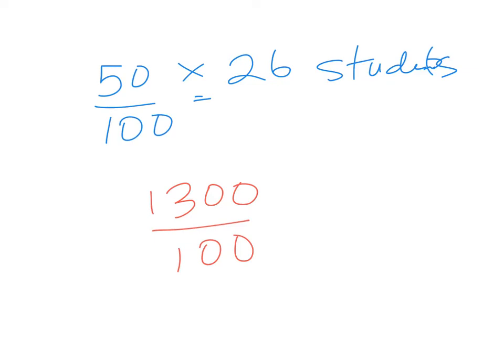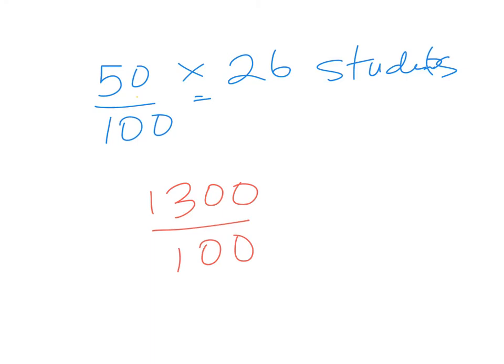How did I get this number? 50 times 26 is now 1,300. And then this 100 here, it goes right there. So this is the new fraction. Like I said, the strategy is taking a percent, turning it into a fraction, and then dividing that. And what did I say you were dividing it by? 100. Okay. So now let's divide it by 100.